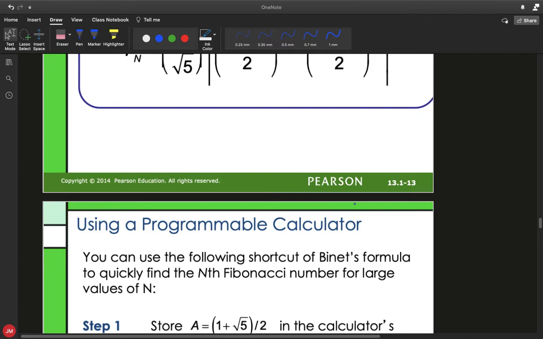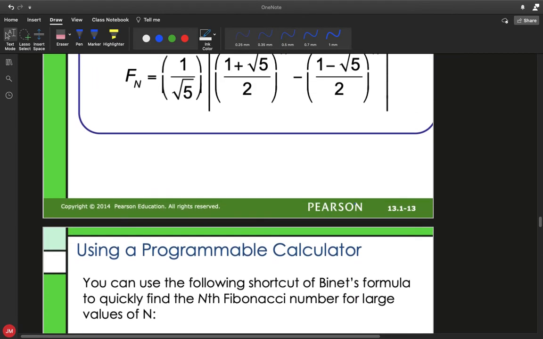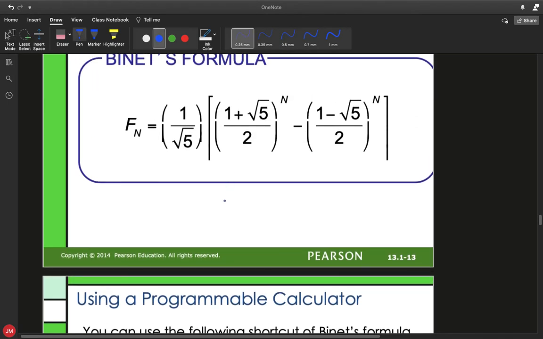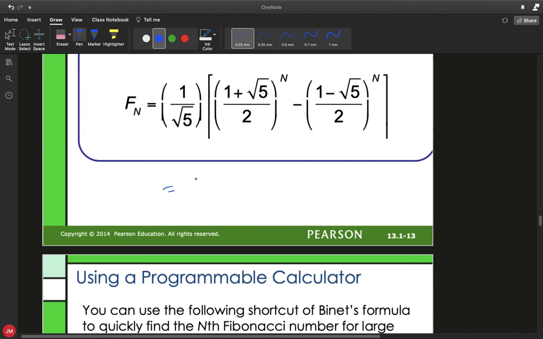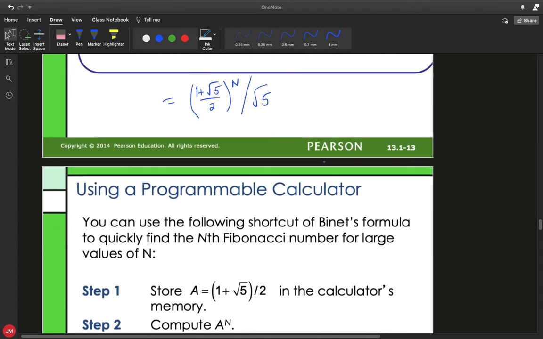In fact, there's an even more simple formula for it, which I'll go ahead and write for us right now, which is that you can actually just take ((1 plus the square root of 5) over 2) to the power of n and divide that by the square root of 5. So an even more simple formula is this right here. In fact, that's going to be the formula that we will use in order to find some of those Fibonacci numbers that we've been talking about.